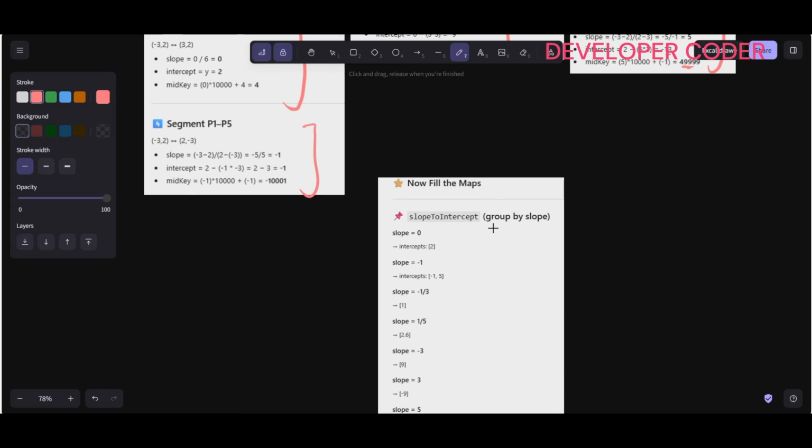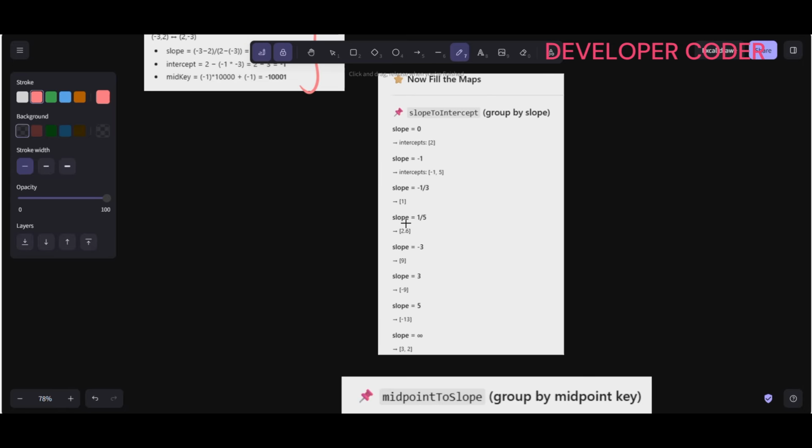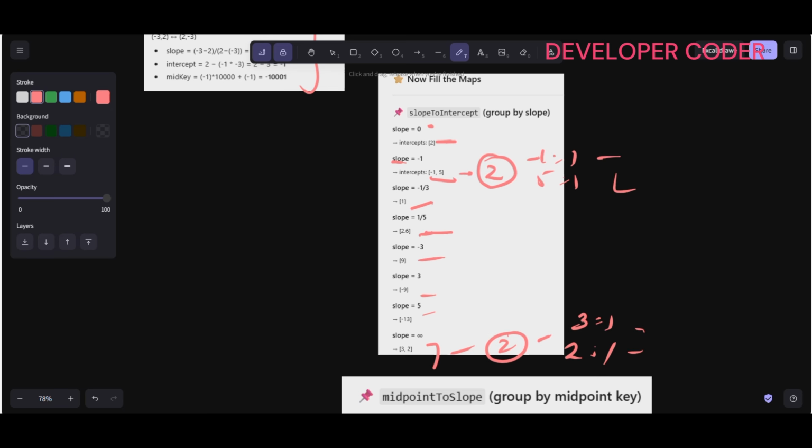Now after that, slope to intercept. So for this slope, how many intercepts are there? For this slope there are two intercepts with frequency, right? -1 is occurring one time, 5 is occurring one time. And one here, only one. For this also there are two, right? 3 is occurring one time, 2 is occurring one time. So this is what I'm going to calculate. This map I'm going to fill with this.